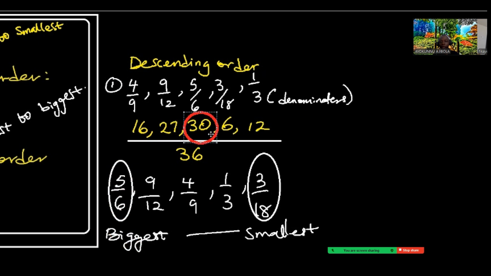Yes. Then which is followed by which one? After 30 is which one? 27. So which fraction did that represent? 9 over 12. So after 27 should be what? 16. Which fraction? 4 over 9. And the next one is 12. Which fraction? 1 over 3. The smallest number is 6. So which fraction is smallest? 3 over 18. Is that clear?